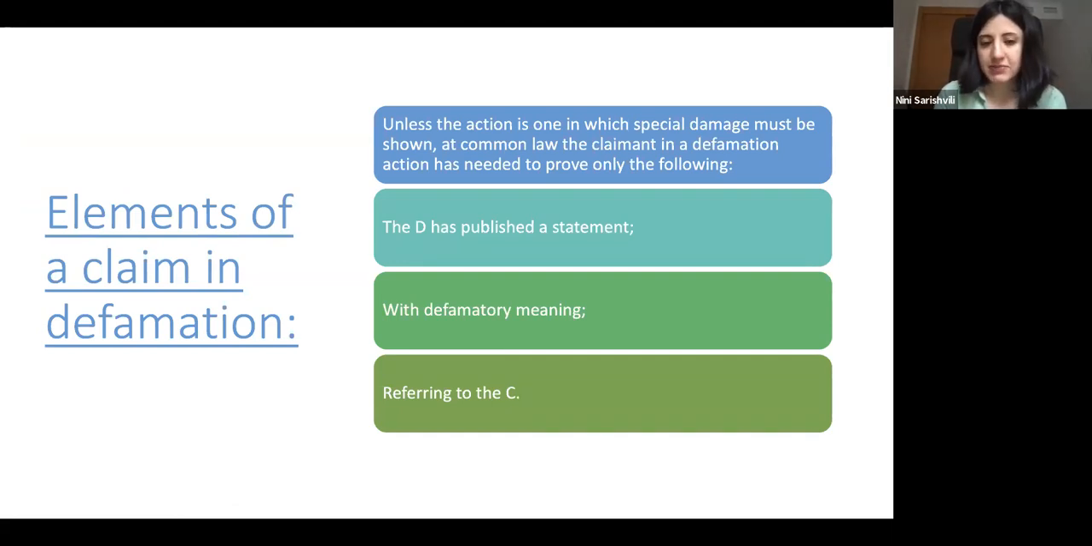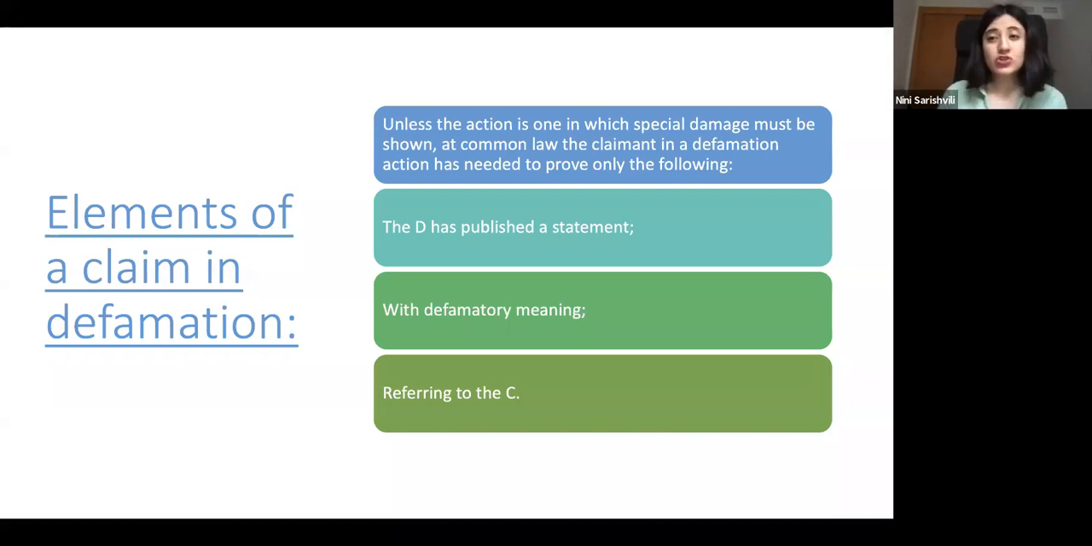Elements of defamation for the claimant, unless the action is one in which special damages are shown. At common law, the claimant in a defamation action has needed to prove only the following three requirements. The defendant has published the statement in question, with defamatory meaning, and referring to the claimant. So as long as the statement was published by the defendant, it was defamatory in meaning, and it was referring to the claimant, then it is established.